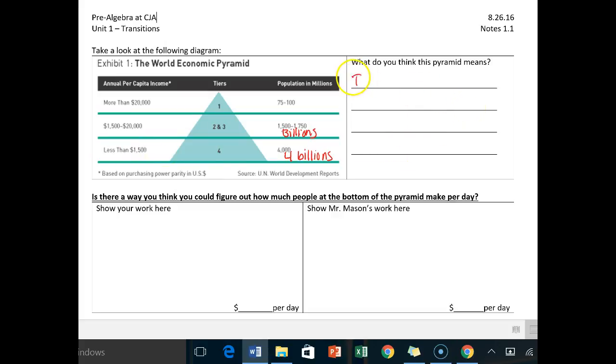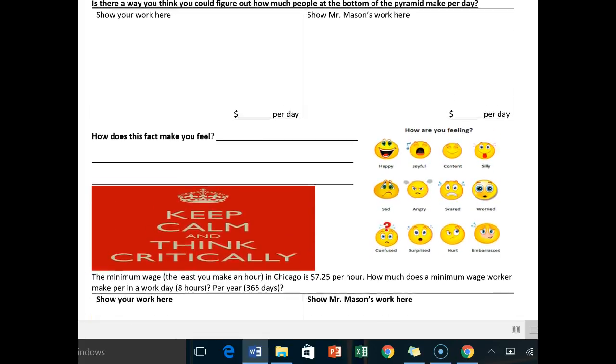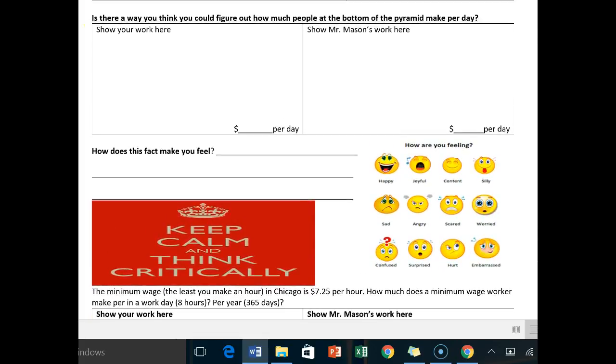So you always start off with a complete sentence. I think this pyramid means, and then you tell me what your interpretation of it is. Is it fair? Is it unfair? Do you think it's right? Do you think there should be some changes to it? You tell me in a quick short sentence right there. All right. After you finish that writing, go ahead and take a look at this question.